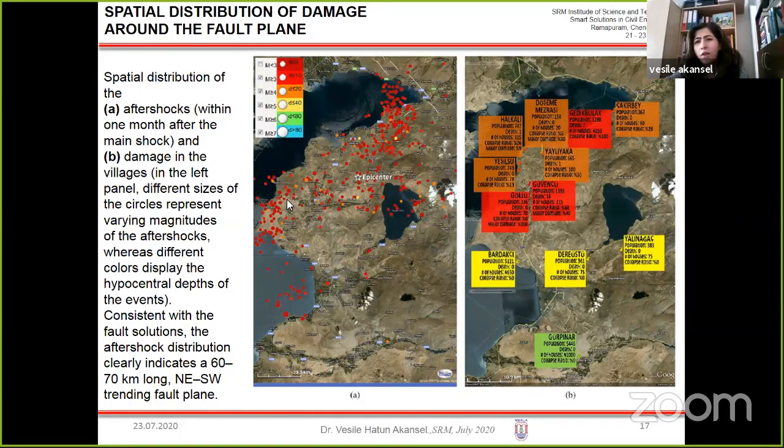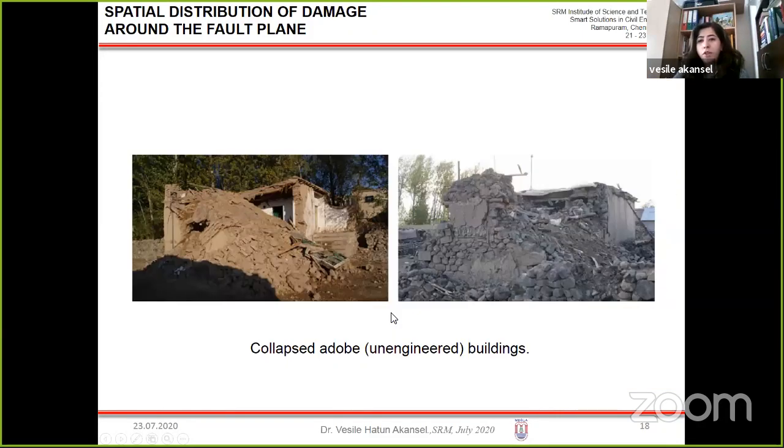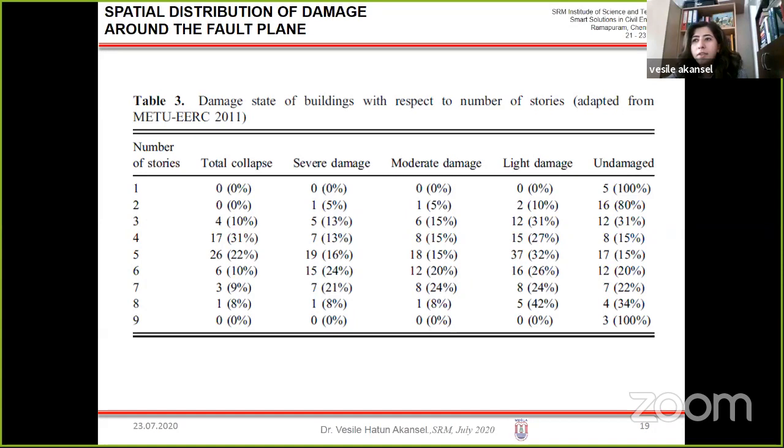It was, if I'm not wrong, okay, I'm not good at remembering numbers, but it was around 6.5 magnitude, but need to check. And these are the aftershocks after one month, and damage in the village, okay, is given in the next figure. You can see the numbers of damaged structures and injured people during the earthquake. Of course, the unengineered structures, like the adobe ones, collapsed, unfortunately. And you can see the damage state of the buildings with respect to the number of stories, adapted from the report. When you look at that, we can say that the total collapse is located between 3-story and 7-story, maybe 6.